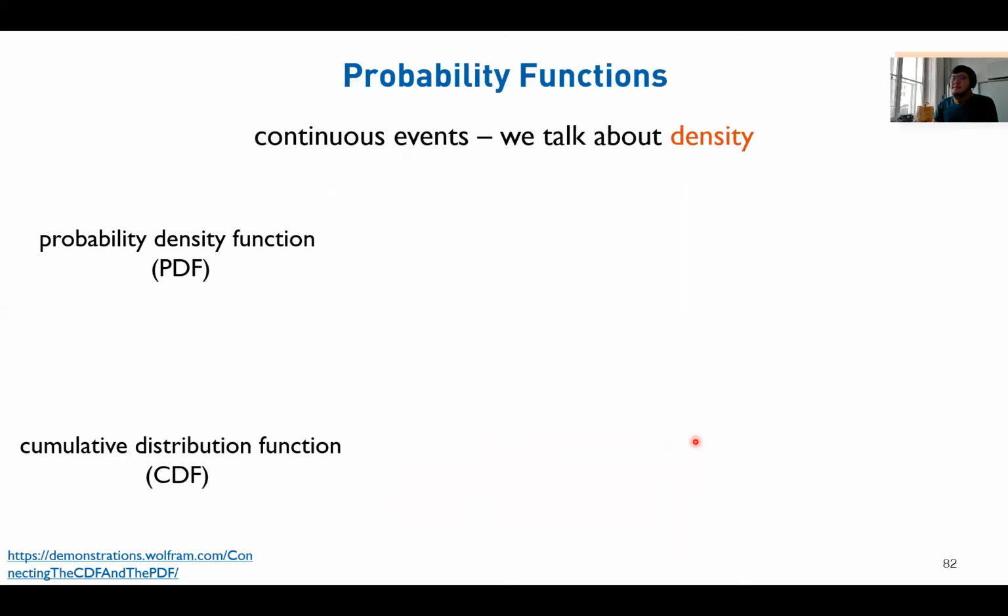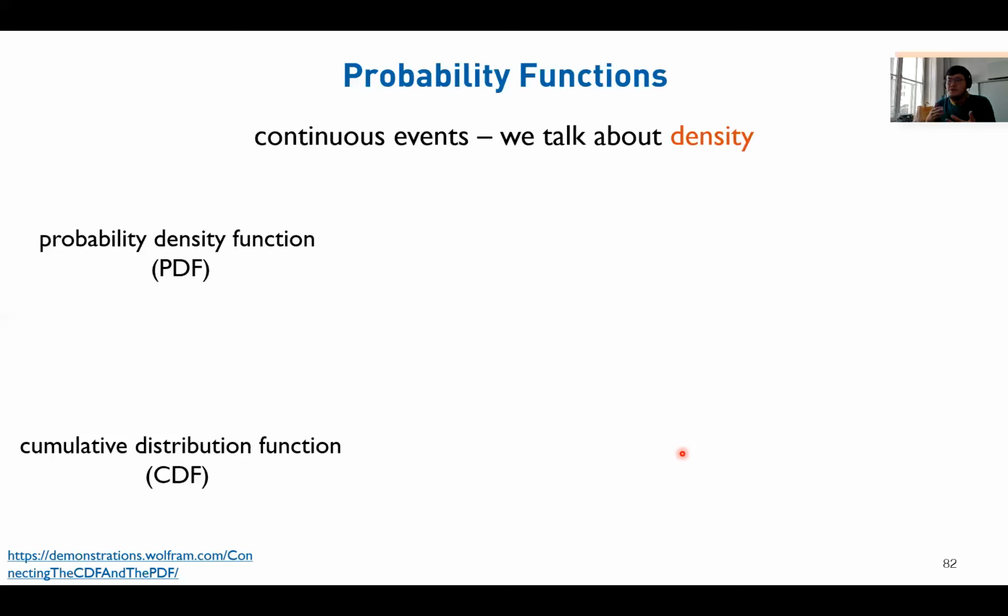And what gets a little bit trickier is when we have, rather than discrete events, continuous events. We use two subtypes of probability functions to describe continuous events. And both of them are density functions. One is called the probability density function, the PDF. The other one is called the cumulative distribution function or cumulative density function, the CDF.